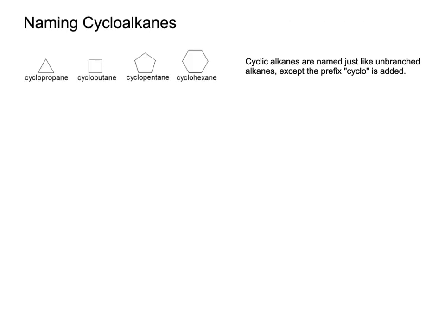Now let's talk about naming cycloalkanes. Cycloalkanes are simply alkanes that have rings. And we name cyclic alkanes just like unbranched alkanes, except we add the prefix cyclo to the front. So for example, if we have a ring made up of 3 carbons, we call it cyclopropane. So you can see here cyclopropane, cyclobutane, cyclopentane, and cyclohexane.